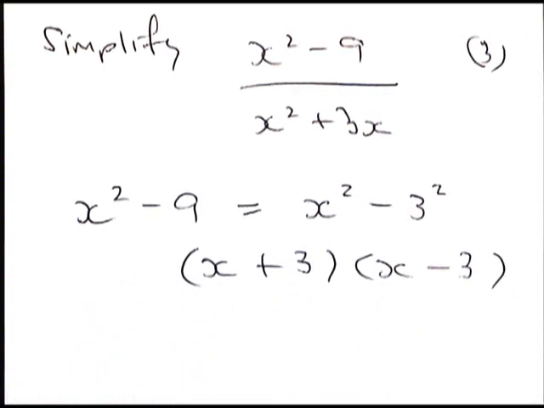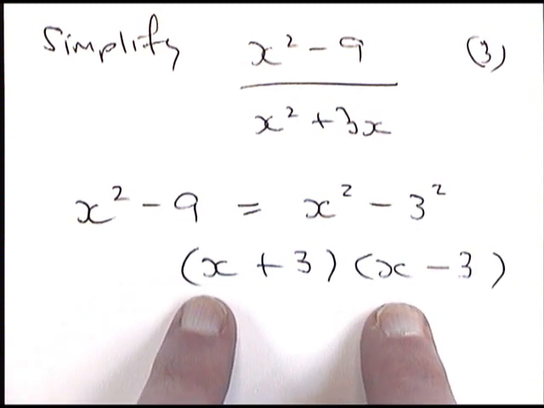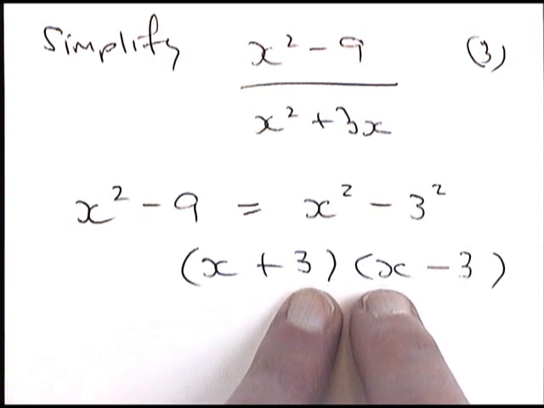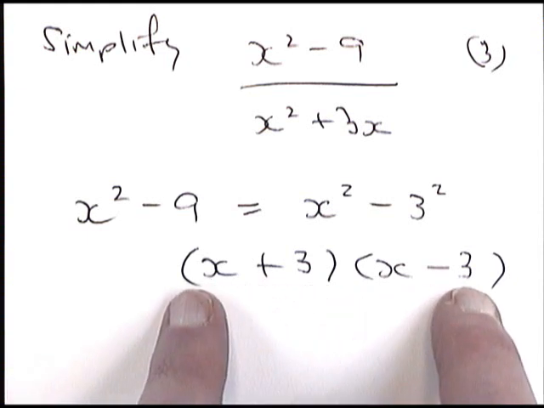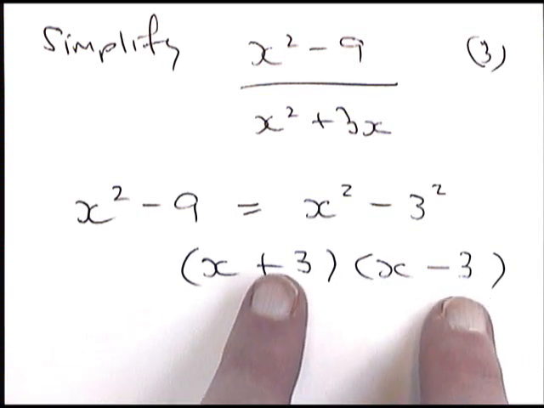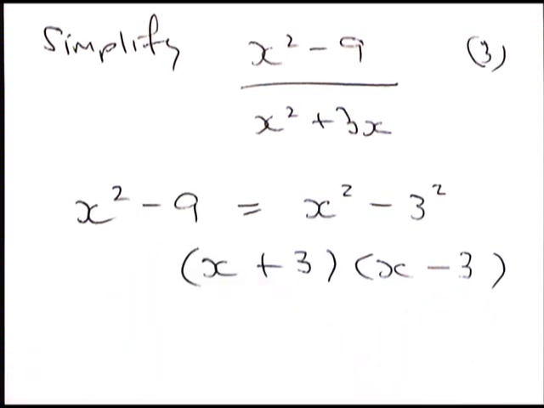If you wanted to do a check, we multiply these together. The x times by the x would give us x squared. These 2 multiplied together would give us plus 3x. Here I'd get minus 3x, and they would cancel out. Timesing these 2 bits together, I would get the minus 9. So that works. So I've dealt with the top line of my fraction.